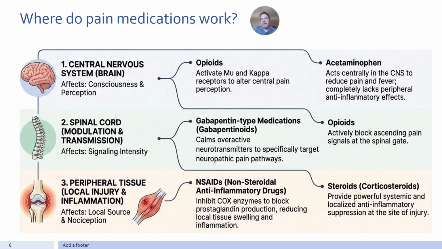Acetaminophen mainly reduces pain and fever in the central nervous system. Then if we move to the spinal cord, we have gabapentins and opioids that affect signal intensity and the transmission of the pain. And then when we move down to the local level, we have NSAIDs that block COX enzymes, which block prostaglandins, reducing swelling and inflammation. And we have steroids that act at the site of the injury. And once you know how these pain medications work, or where they work and how they work, the side effects begin to make some sense.